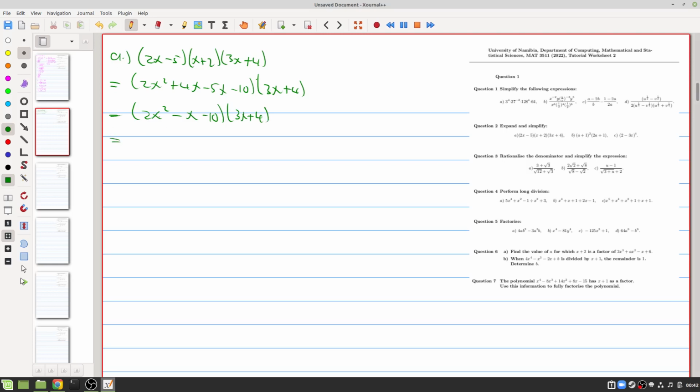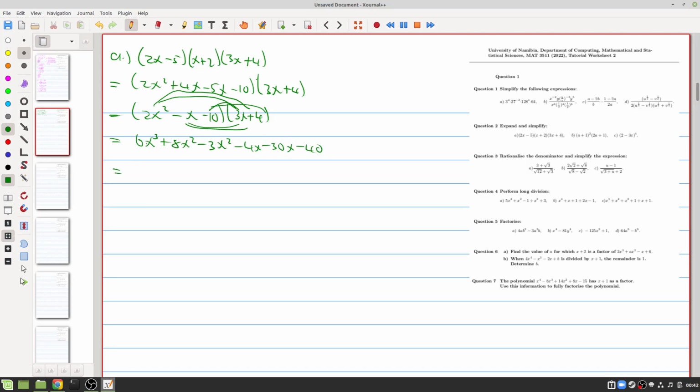Now we remember again, we take each term in the first bracket multiplied by every term in the second bracket. So we start off with these two, and that's going to give us 6x to the power 3. Then multiplied by the second thing, that's going to be plus 8x squared. Then minus x times 3x is minus 3x squared. Minus x times 4 is minus 4x. Negative 10 times 3x is negative 30x. And negative 10 times 4 is negative 40.